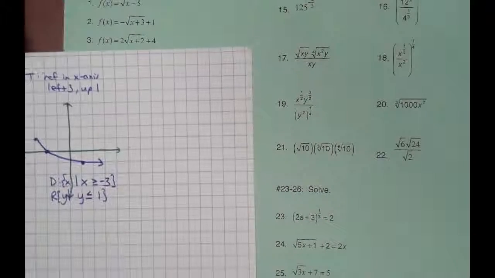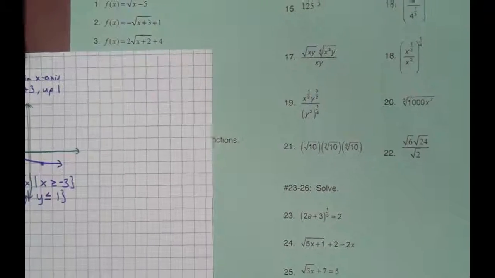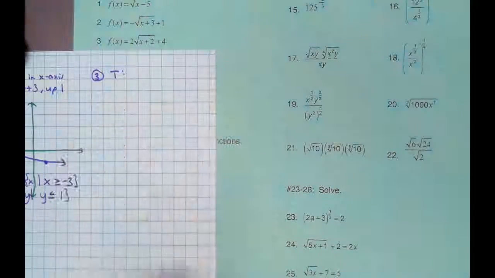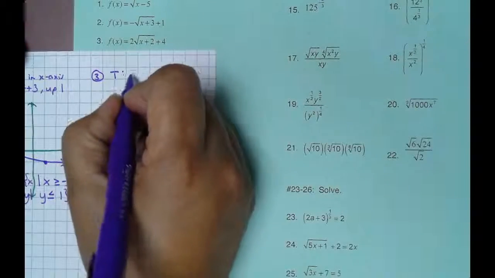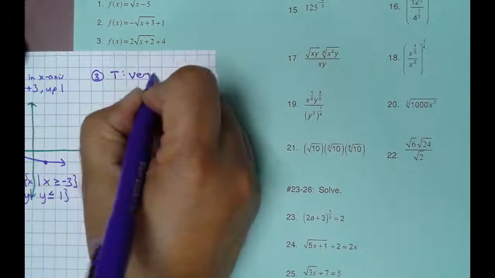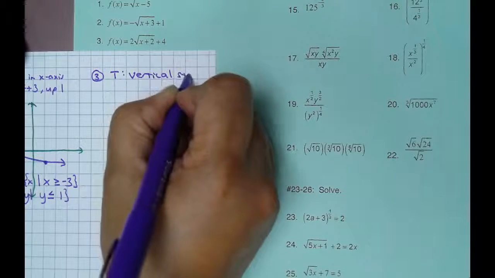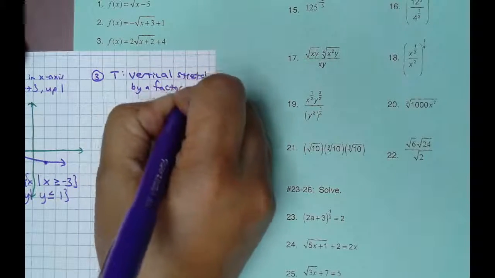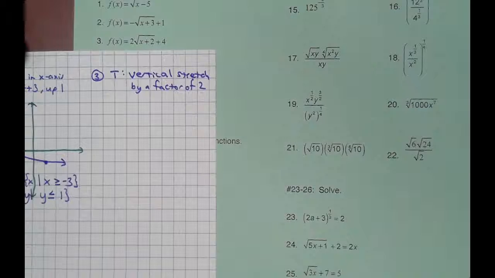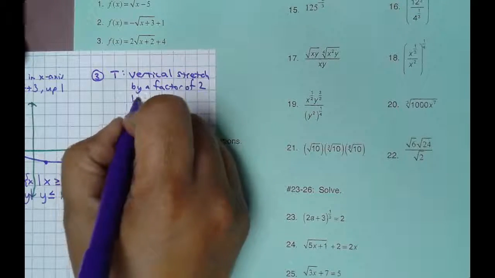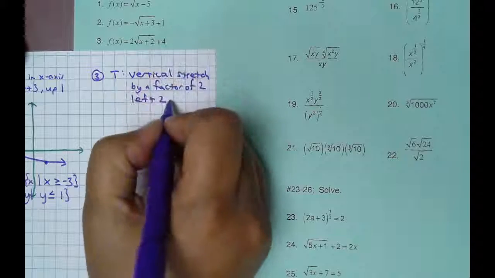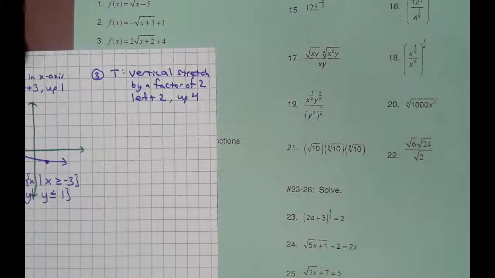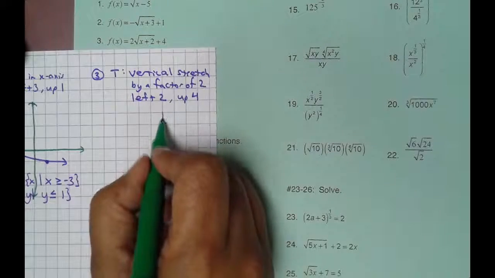All right, let's take a look at this third one here. So on number 3, we have a transformation. When you have a number in front, that's going to be a vertical change. It actually is a vertical stretch by a factor of 2. Okay, and then the +2 inside, think opposite. It's going to go left 2, and then the +4, same sign. We're going to go up 4. All right, so we're going to be stretching this up.